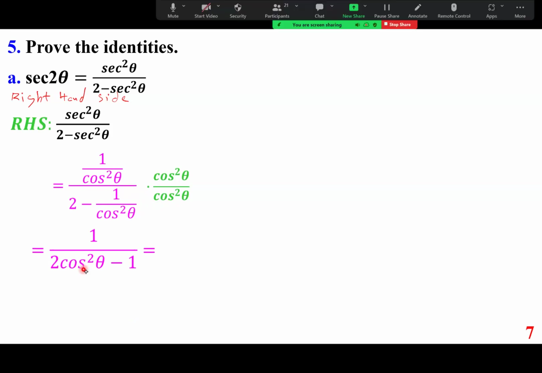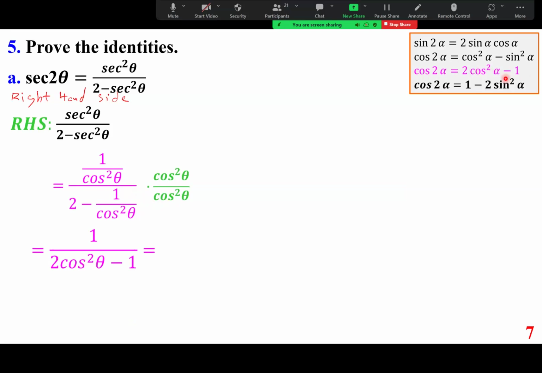So what is the denominator? 2 cosine squared theta minus 1. And we should know that's cosine of 2 theta, right? A various format for cosine of 2 alpha we should know. So this is cosine of 2 theta. 1 over that makes it secant of 2 theta.